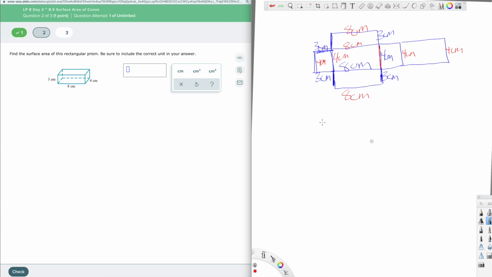And it might be easier for you to picture the actual box here. I'm not super great at drawing boxes, but I can give it a try here. Like this. All right, something along these lines. So we had 3 centimeters, and we had 8 centimeters, and we had 4 centimeters. So here it is. So remember, if this is 8, then all of these are 8.